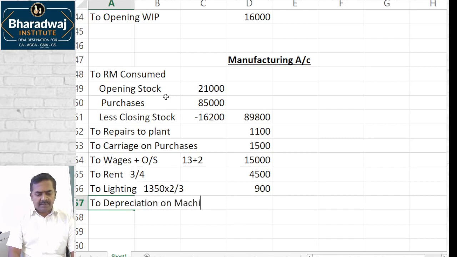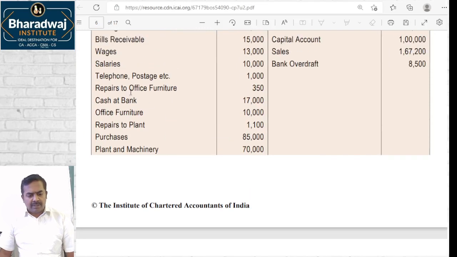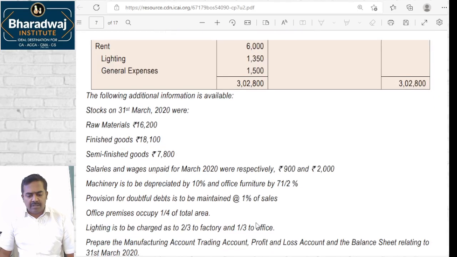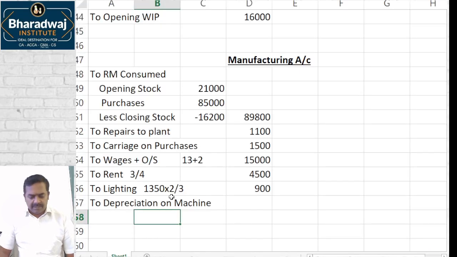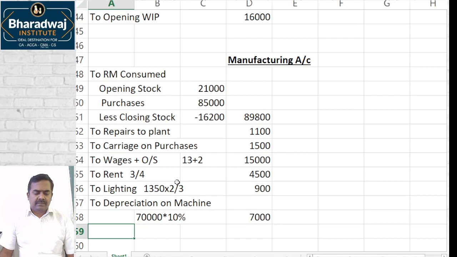Depreciation on machine. Look at the machine's value. What is the machine's value? 70,000. The machine's value is 70,000. How much depreciation have they given on it? Depreciate machinery by 10%. So 70,000 into 10%, that is 7,000. Any other production related expenses?